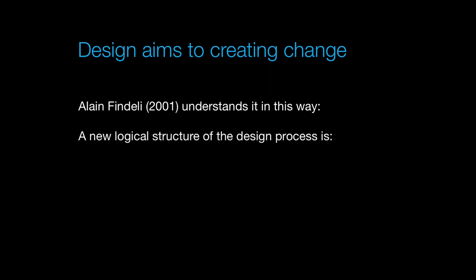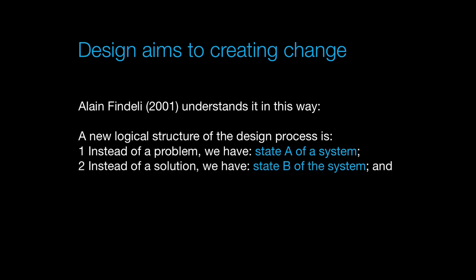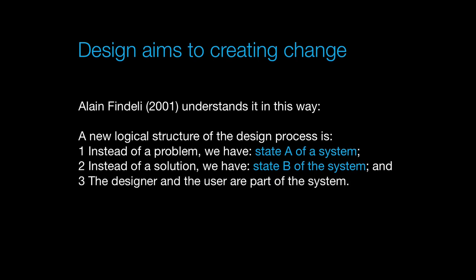Design thinker Ezio Manzini understands the connection between the design process and change in this way. He says, a new logical structure of the design process is, instead of a problem, we have state A of a system. Instead of a solution, we have state B of a system, and the designer and the user or audience are part of a system. The system, according to him, is dynamic and open-ended, and the designer can only act within it, not upon it.